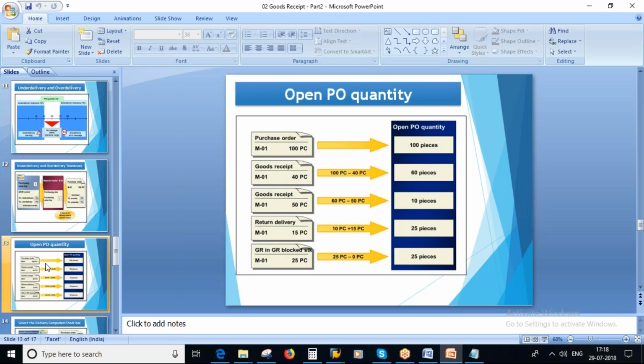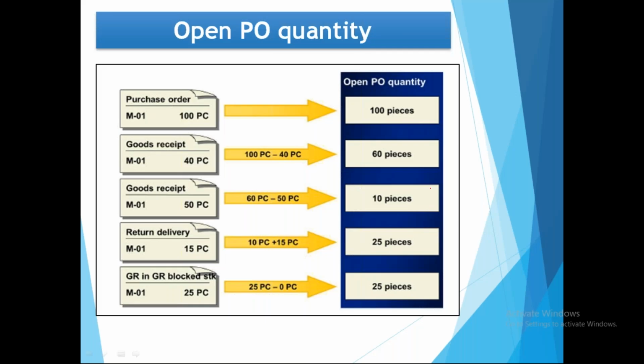Okay, so now we will discuss the open PO quantity. What is this open PO quantity? Let's say you created a purchase order for 100 pieces. At that time, the open PO quantity will be 100. Now, after that, you received the first quantity of 40 pieces. So now the open quantity will be 60: 100 minus 40.